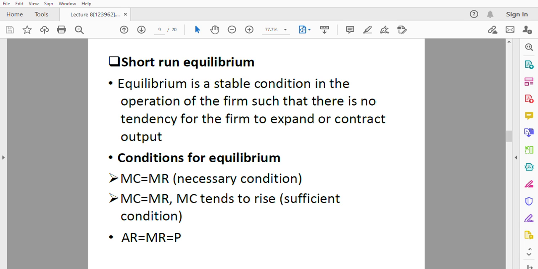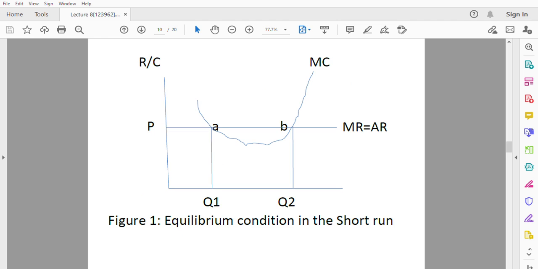In a perfect competitive market, I would like you to note that the average revenue, which is also equal to the price, is always equal to the marginal revenue. Let's look at the curve. This is a typical perfect competitive firm. This is the price and quantity 1, quantity 2. From where you sit, can you determine the equilibrium point?